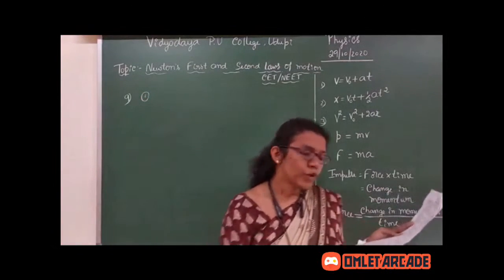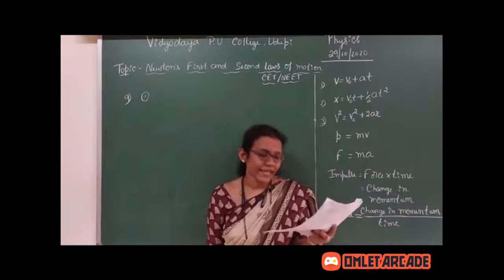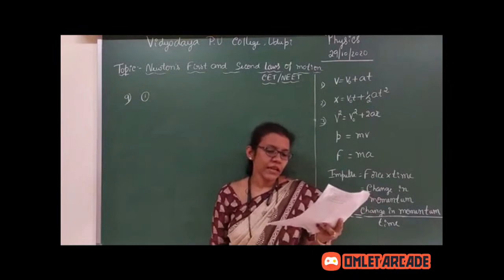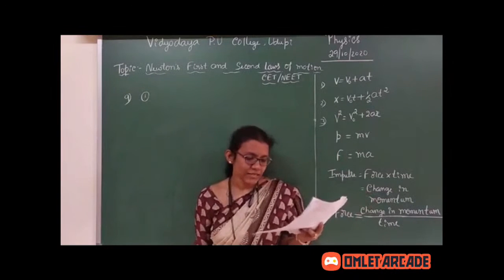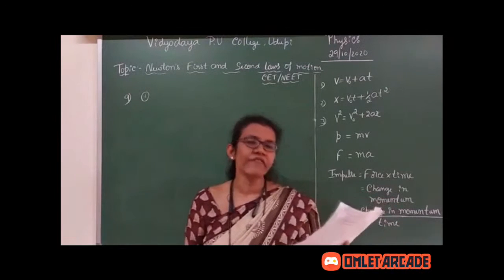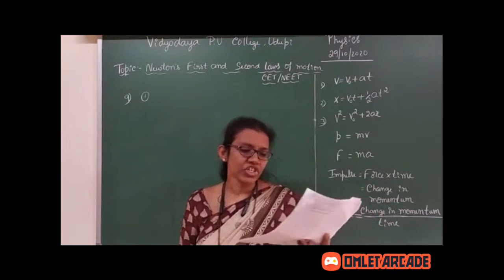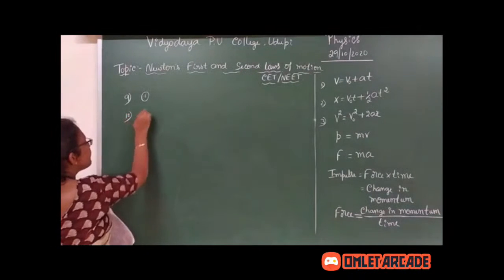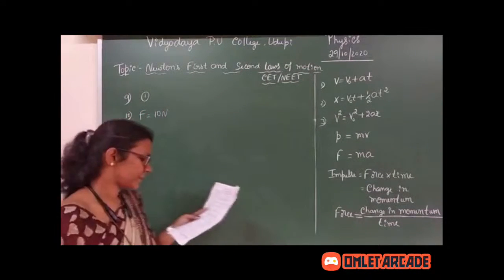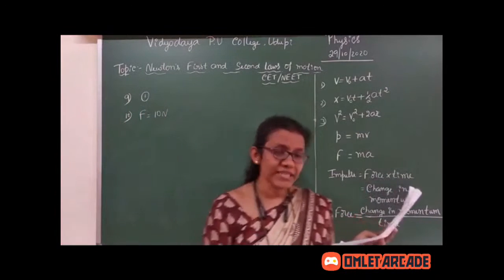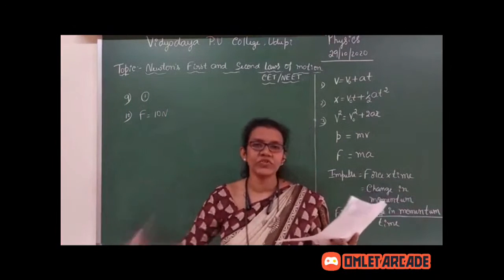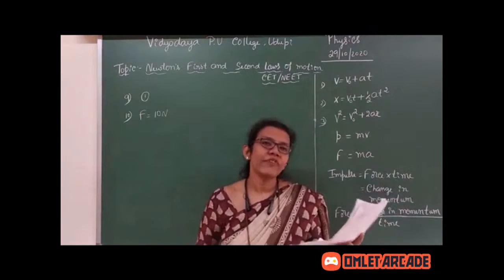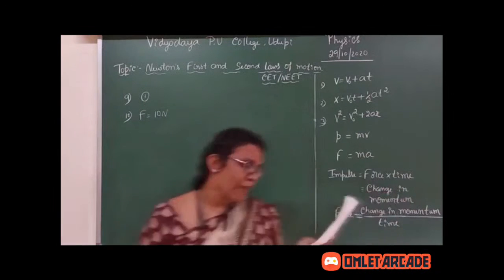Question number 10. Four forces, each of magnitude 10 Newton, act on four bodies A, B, C and D of masses 10 kg, 20 kg, 30 kg and 40 kg respectively. The acceleration is maximum for. What is given? The magnitude of the force is given. F is 10 Newton. A, B, C, D are the four bodies of masses M1 is 10 kg, M2 is 20 kg, M3 is 30 kg, M4 is 40 kg respectively.